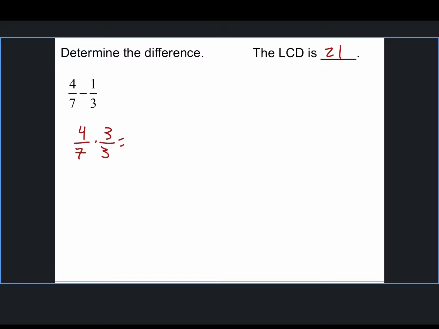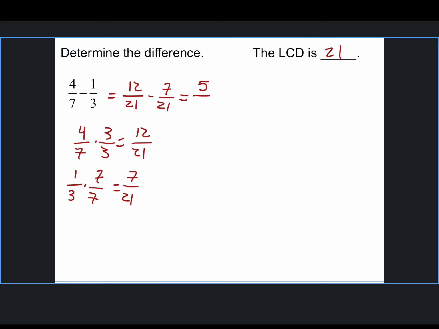3 over 3. And that gives us 12 over 21. And 1/3, we multiply by 7 over 7. Let's be very clear that it's 7 over 7. It's got to be something equal to 1. And that gives us 7 over 21. So when we replace that, we get 12 over 21 minus 7 over 21, which is 5 over 21.